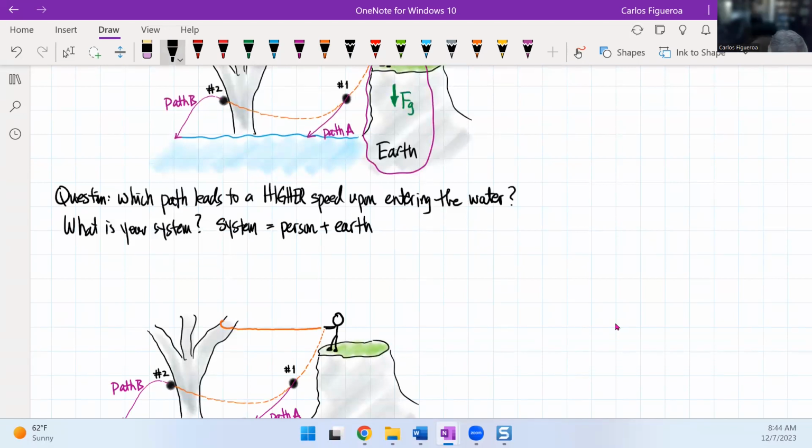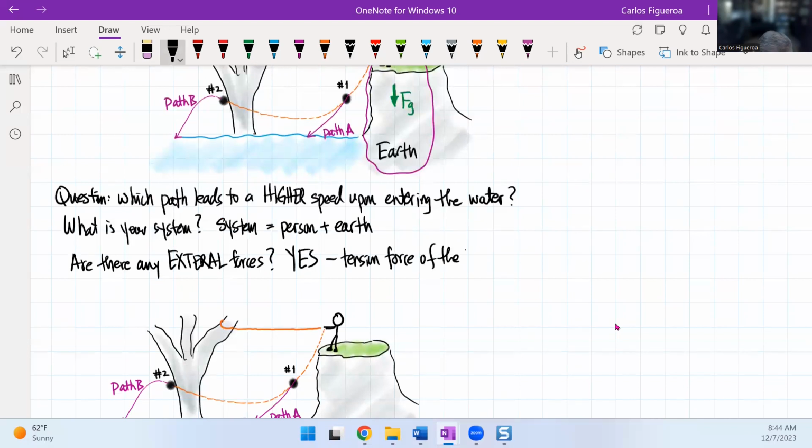So, are there any external forces? Yes. What's the external force? It's the tension force of the rope. So what do I know about that? Look at the swing now.